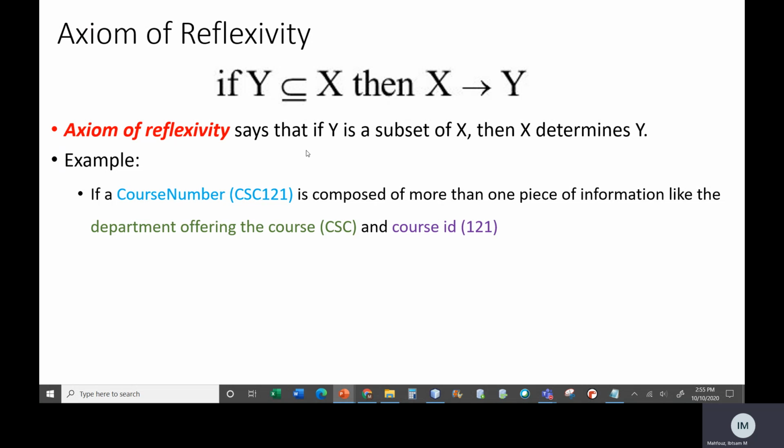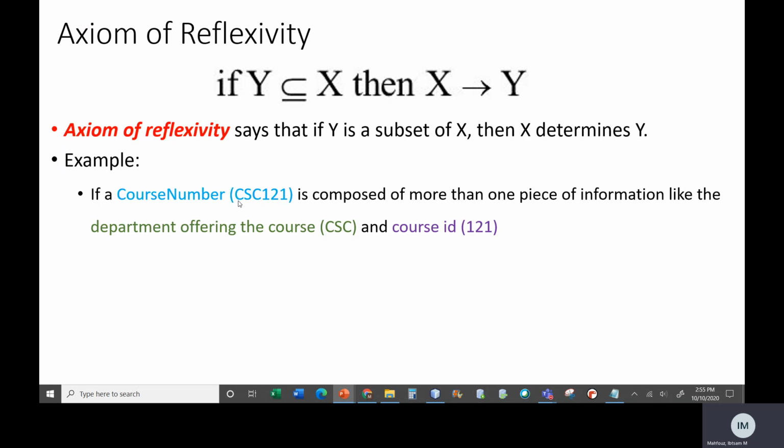And it basically says that if Y is a subset, so the ⊆ symbol means subset. So if Y is a subset of X, then X determines Y. Now, let's see a live example of that to see what it means.